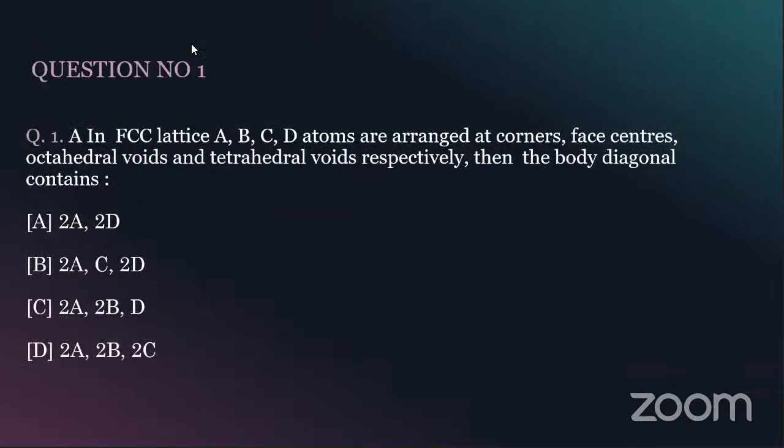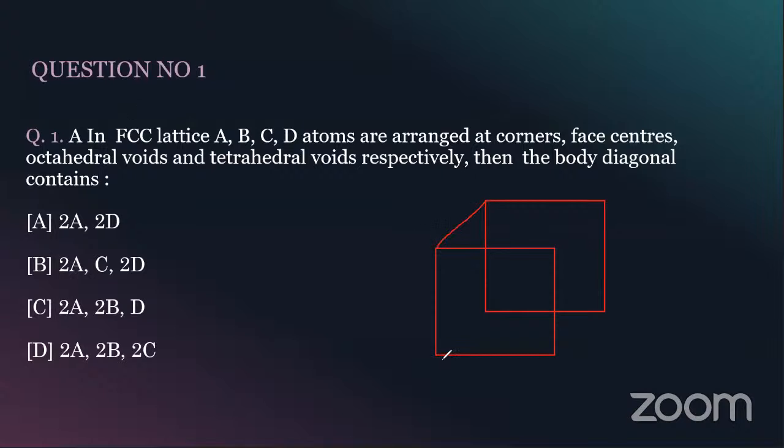Now you tell me, if you arrange the atoms like this, if you have an FCC crystal lattice, where are the atoms present in FCC? In FCC, where do we have the atoms? Corners and face centers. Very good. So if you have a cube like this, you have to tell me how many atoms are present at the diagonal. Now look at the diagonal. The diagonal will be difficult to show you, but I hope you understand. This is the diagonal.